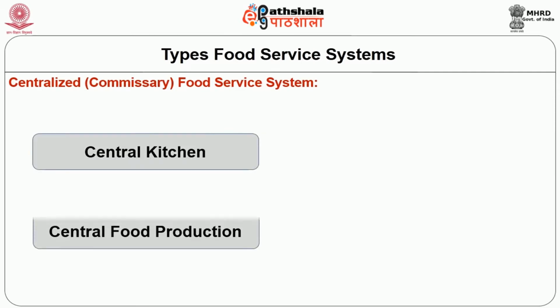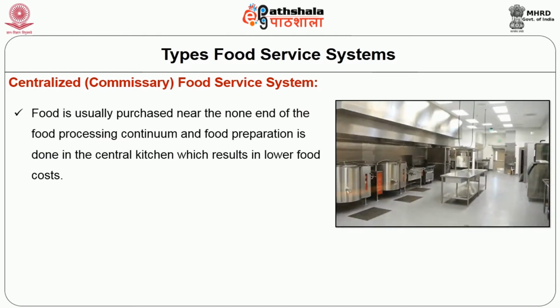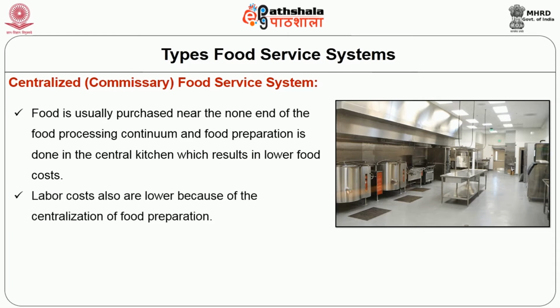Next, we move on to the centralized or commissary food service system. The commissary food service system, also known as central kitchen, central food production or food factory, centralizes food production, and food is transported to satellites or the receiving kitchens from where it is served to the customers. Here, food is usually purchased near the raw end of the food processing continuum and food preparation is done in the central kitchen, which results in lower food costs. Labor costs also are lower because of the centralization of food preparation.